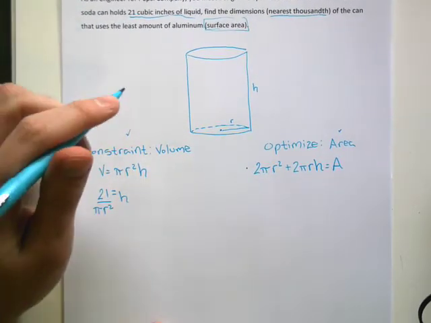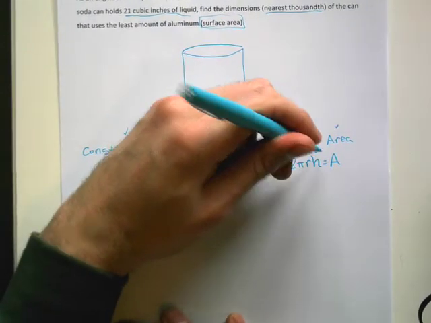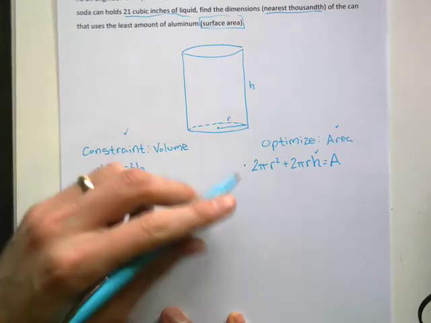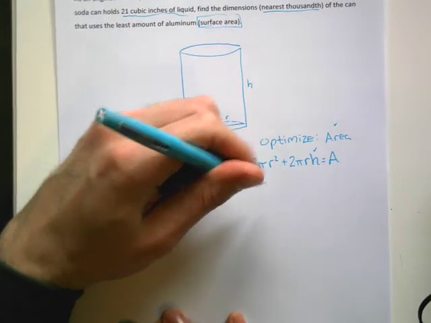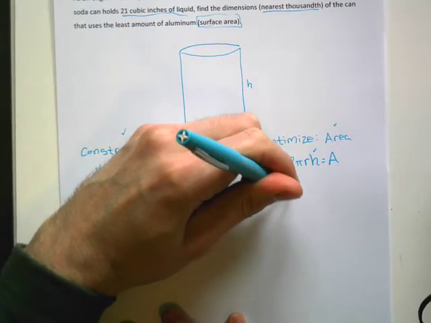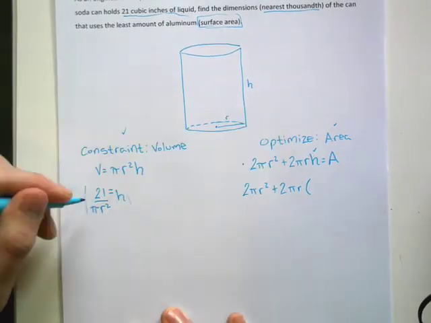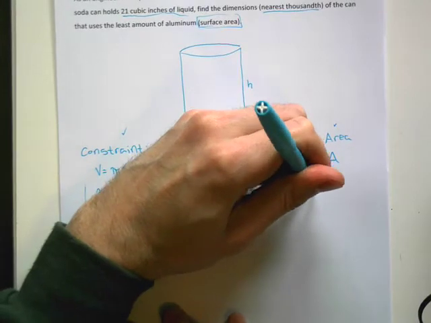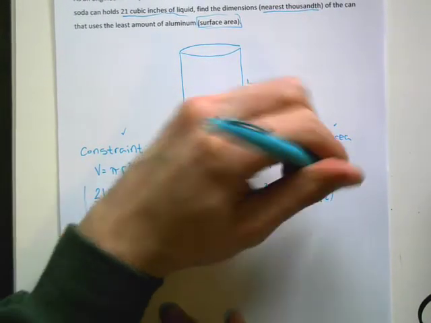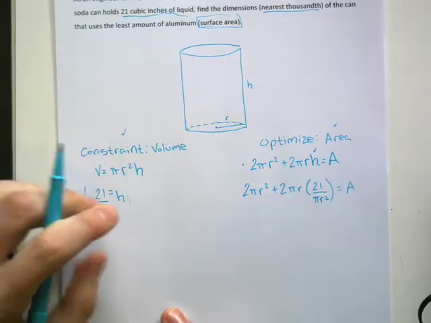I drew it out and laid it out right here and explained how this formula was derived for the area of a cylinder. So again, h is the odd variable out, so I solved for h over here. Now I'm going to keep going here, and I'm going to say 2 pi r squared plus 2 pi r, and instead of h, I've got 21 over pi r squared, is equal to area.